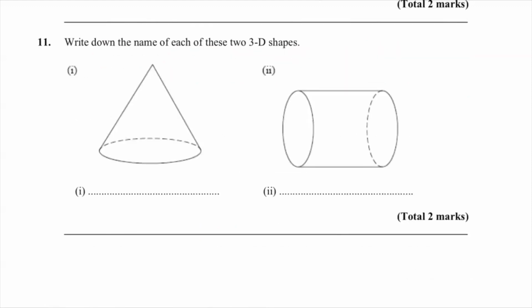Okay, so our first one is a cone. Got your ice cream cone. And our second one is a cylinder.